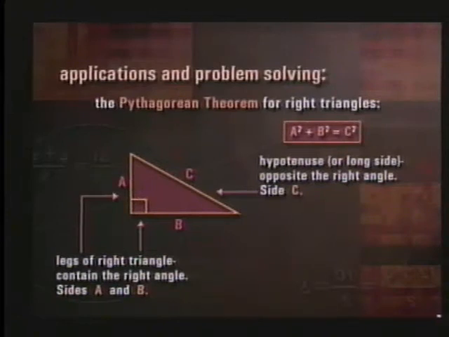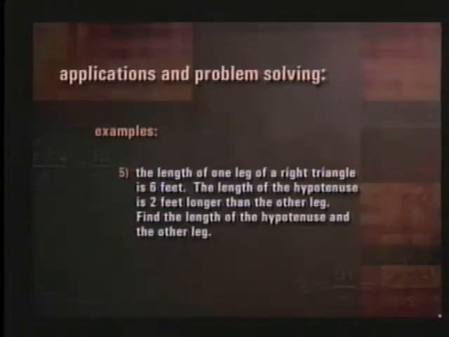Going on with that in mind, let's look at example number 5 here, our last application problem we're going to talk about. And then we'll move on to some more fun stuff. So number 5: the length of one leg of a right triangle is 6 feet. The length of the hypotenuse is 2 feet longer than the other leg. Find the length of the hypotenuse and the other leg.